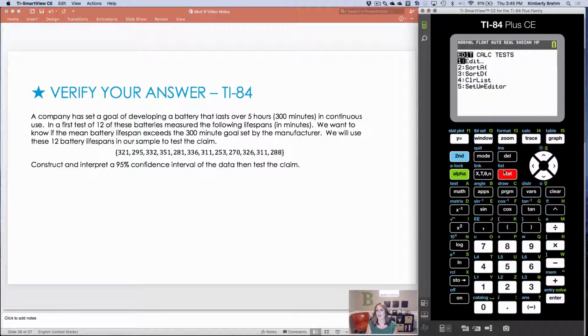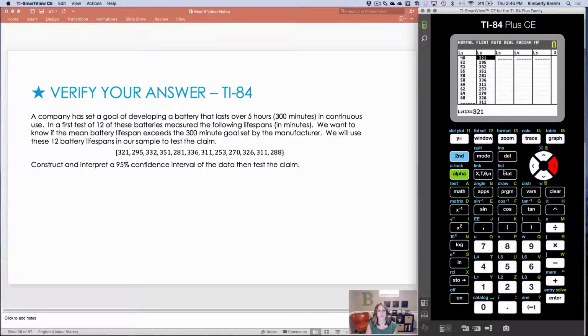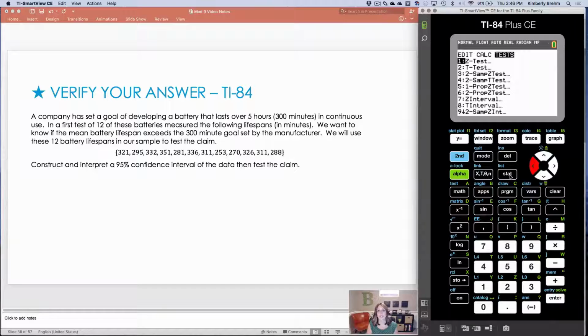So again, notice that I've already entered that data into my L2, that is my battery data. And I'm going to check it with a 95% confidence interval and test the claim. I'm going to go to Stat and Tests and choose the T-test. So I'm going to check the test first. I'm going to input my data. My null hypothesis was the 300 because I'm expecting it to be unchanged. In this case, my list is L2 because that's where I have the data. So wherever your list is, choose that one. Again, frequency of 1. My alternative hypothesis was that it exceeded or was greater than 300, so make sure you choose that. And then you're going to calculate or draw, whichever one.